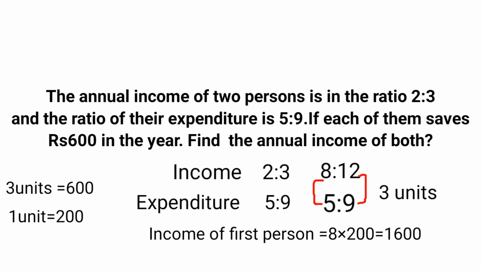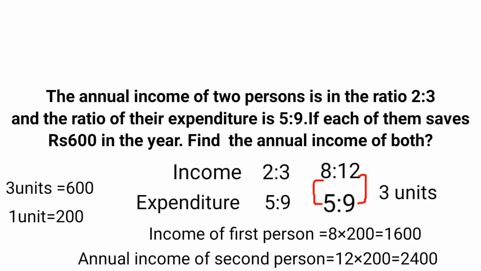And to find the annual income of the second person, the value corresponding to the income is 12 units. So multiply 12 with 200. So 2400 will be the answer. If the question is to find out the expenditure of both persons, what we have to do? Multiply the new ratio, that is 5:9, with the value of 1 unit, that is 200. So answer will be 5 into 200, 1000. That will be the expenditure of first person, and for the second person, 9 into 200, 1800.